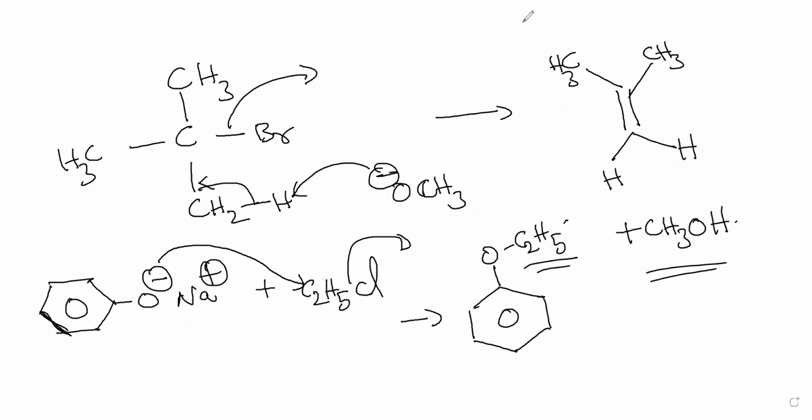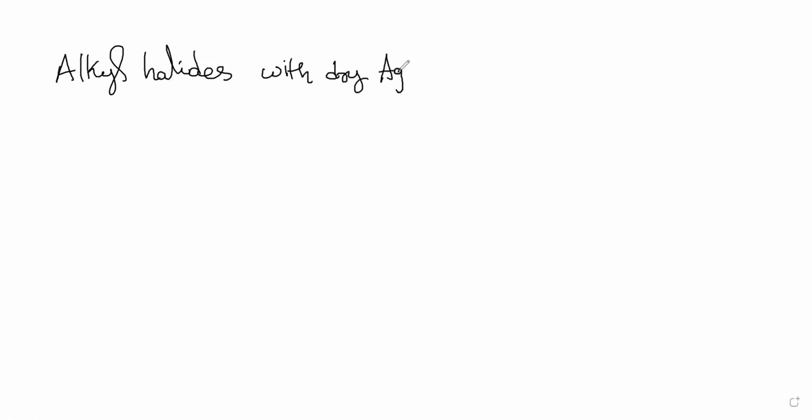Okay. Another method of preparation of ethers is alkyl halides with dry silver oxide. With dry silver oxide, that is Ag2O, it forms ethers. So how do we do that? It's like this.